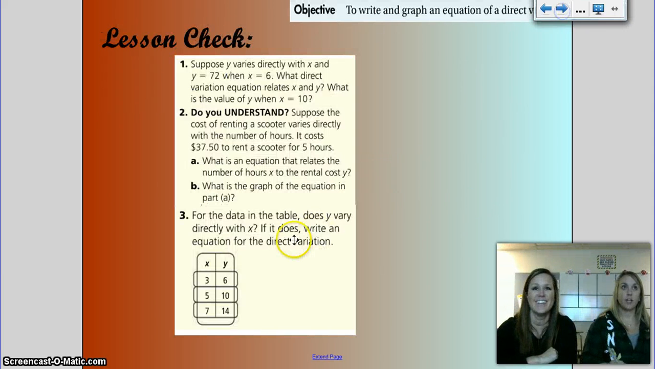There you go. No. All right, so here's your lesson check. Again, you're going to want to use the equation. You're going to want to say yes or no and talk about those ratios.